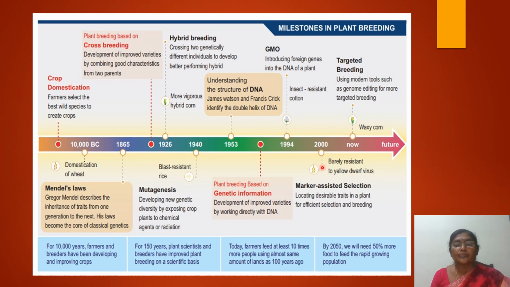Then in 2000, marker assisted selection has been made. And now targeted breeding using modern tools such as genome editing. More desirable characters can be incorporated, through which new varieties can be produced. In the near future, by 2050, we will need 50% more food to feed the rapidly growing population.